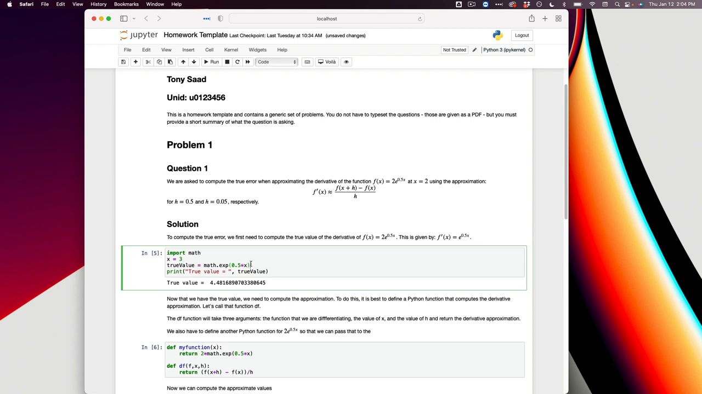You could say that now that we have computed the true value, which is 4.5, we need to compute an approximation. So I want you to discuss what you're doing. Now, the benefit of that is that it kind of forces you into a linear thinking process.